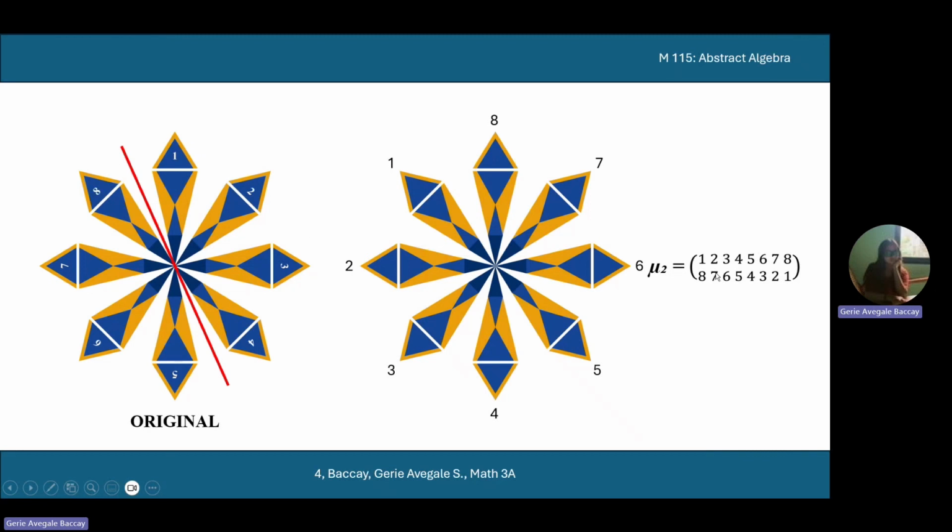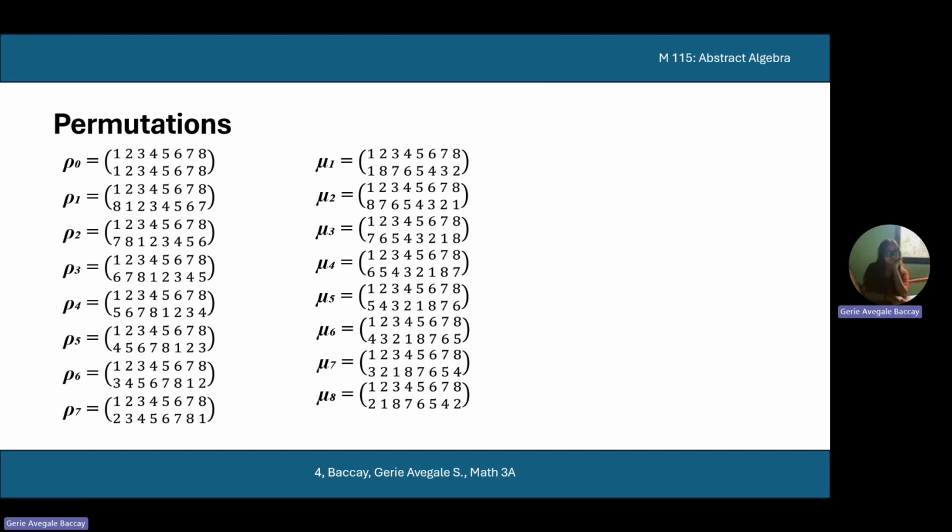And then 2:7 because 2 maps to 7. And then 3 maps to 6, or 3:6, because 3 maps to 6, and then 4 maps to 5, 5 maps to 4, and then 6 maps to 3, and 7 maps to 2, and 8 maps to 1. And that's how we get mu sub 2. We will just do the same process for the rest of the moves, and we will get this permutation.